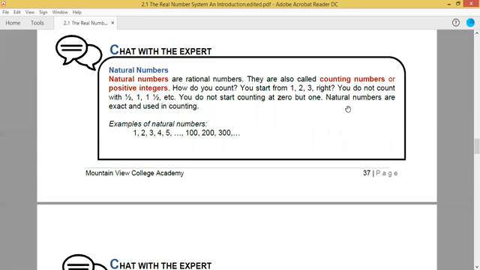So natural numbers are exact and used in counting. So where do we start? The smallest natural number is 1, and the list goes on.